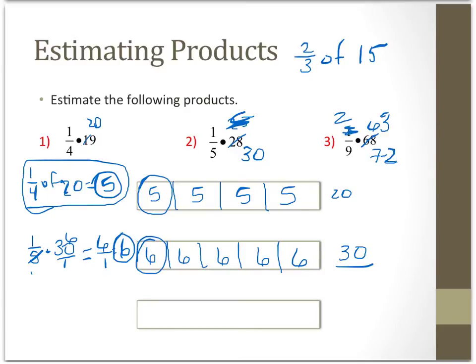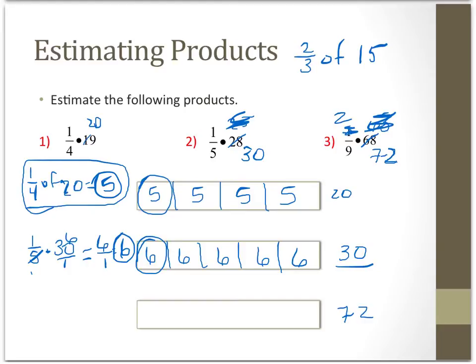So in looking at both of these numbers, 63 and 72, which one would be closer to 68? Well, 63 is 5 away from 68, but 72 is only 4 away. So then I'm going to choose 72. And now I'm going to take this rectangle and think about it. That big rectangle is worth 72, and I want to split it into 9 equal pieces.